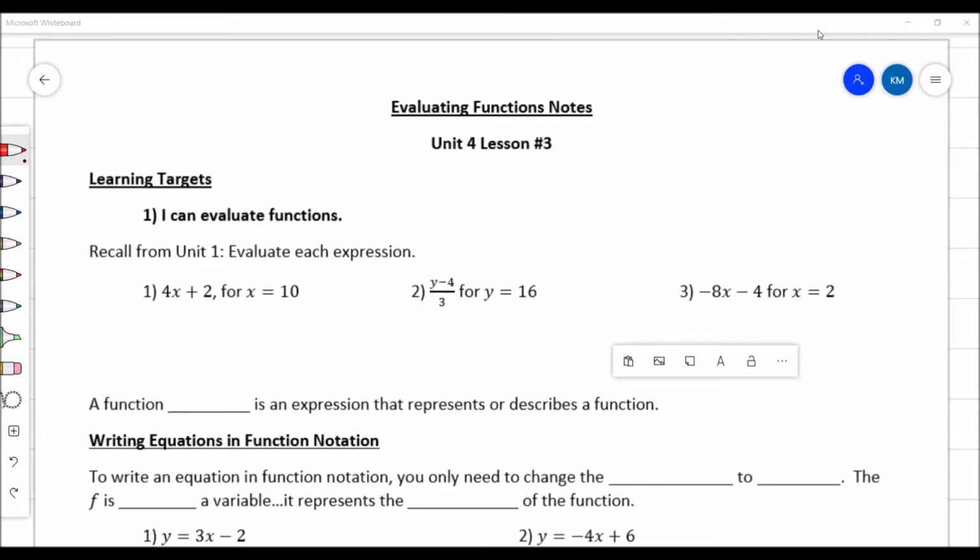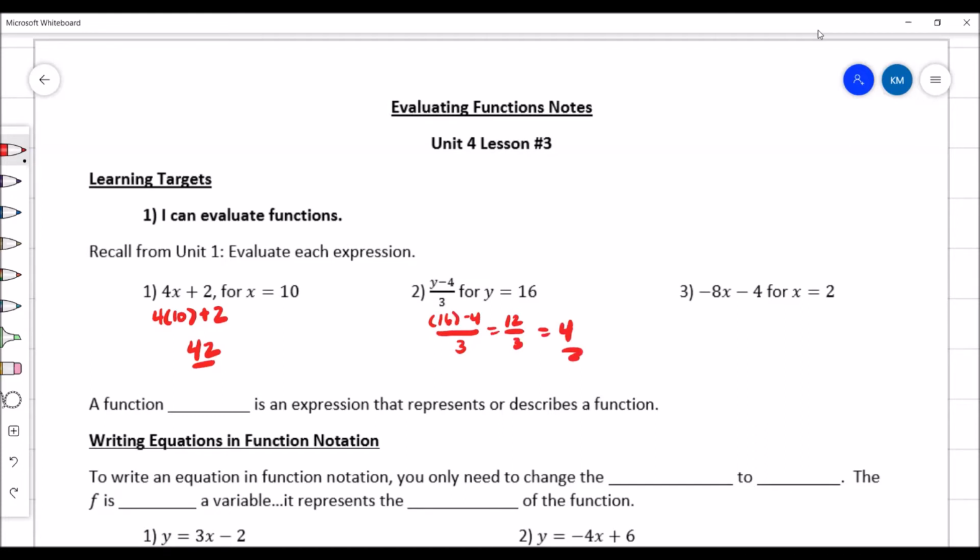So if I said evaluate this function, 4x plus 2, where x is 10, then say, okay, 4 times 10 plus 2, follow my order of operations, 40 plus 2 is 42. Evaluate y minus 4 over 3 for y equals 16. Well, then I'd substitute 16 for y, minus 4 over 3. That's 12 over 3, and that would be 4.